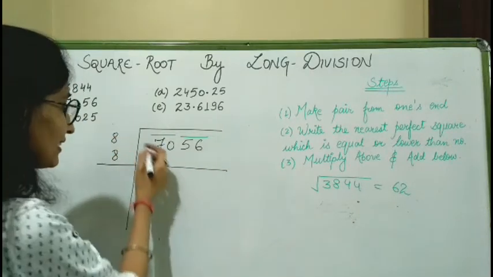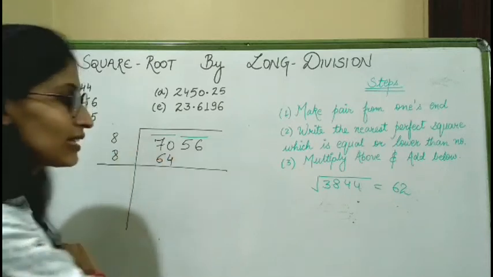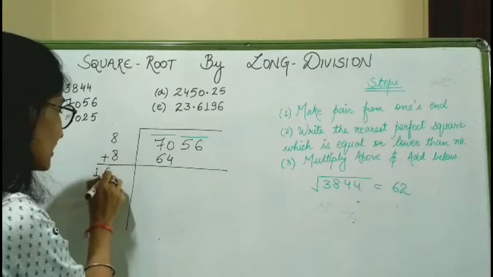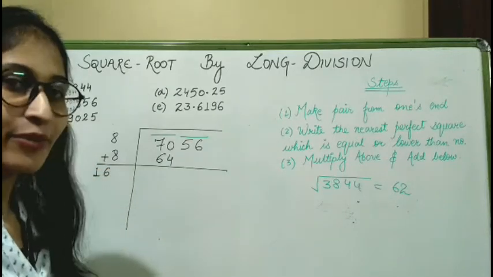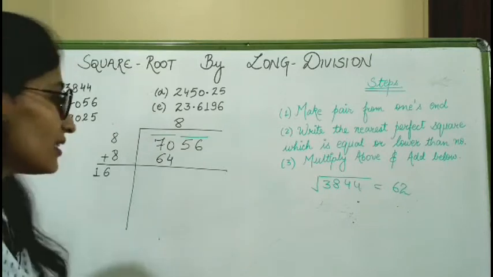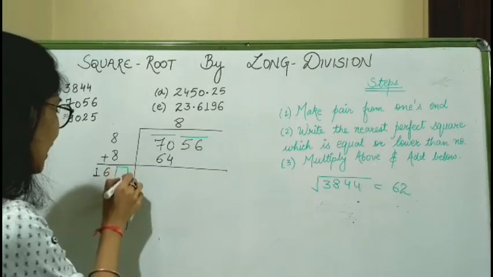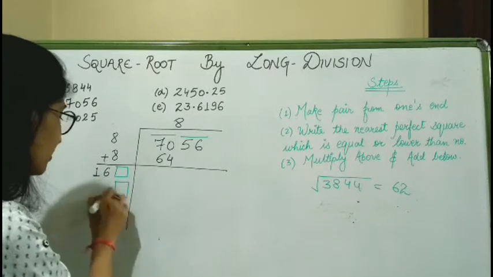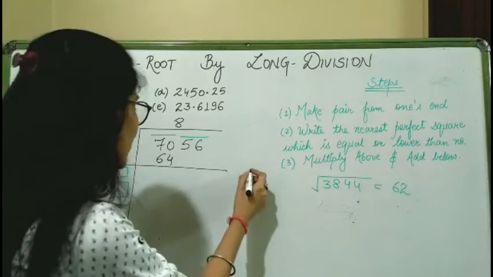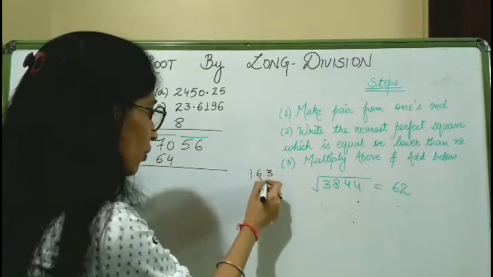Multiply above. 8 8s are 64. Add below. 8 plus 8 is going to give me 16. At the same time, write this number here also. Now in this box, I have to fill the same numbers. So let's start by hit and trial. Suppose I am going to write 3 here.